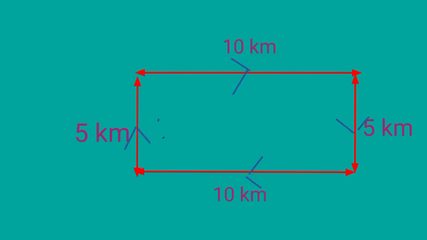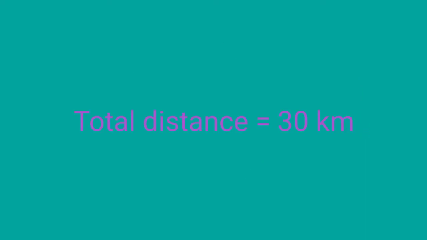Now let's take another example. Suppose a body moves 10 kilometer, then 5 kilometer, then 10 kilometer, then 5 kilometer. So the total distance covered by this object is 30 kilometer, and suppose it takes 1 hour to complete this 30 kilometer. So what is the speed of that object? The speed of that object will be 30 kilometer per hour. Now tell me, what is the velocity of that object? For the velocity we consider the displacement. So can you tell me what is the displacement in this figure?